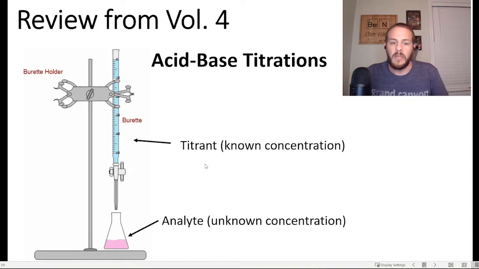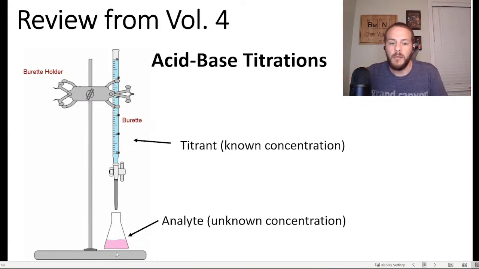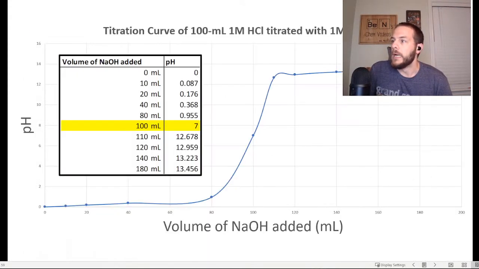And eventually the reaction will be over, so you can figure out how much titrant you need to react with all of your analyte. That'll allow you to calculate your way to know how many moles of analyte there are. And if you have the number of moles and you have the volume, then you can calculate concentration. So that's basically what an acid-base titration is.